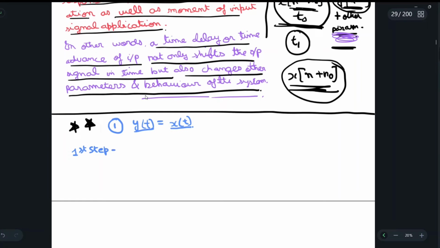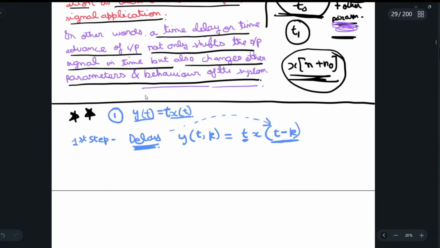In the first step we will do a delay of k. So we will write y as y of t comma k, where we will put, suppose there is t over here also, sorry I forgot to write that. So t x of t minus k. Remember that whenever you are doing a delay, it will happen in the x part and not over here. We are not changing the t over here, we are only changing the t over here because we are doing a delay. So now let us see the second step.